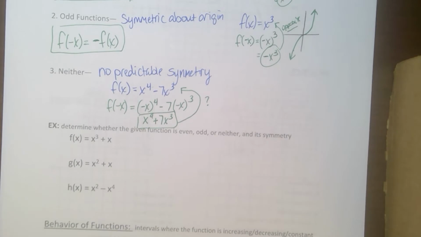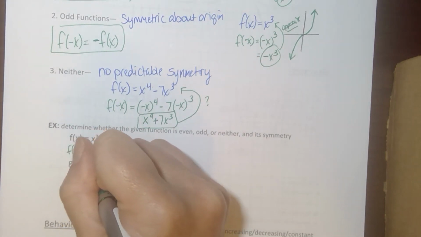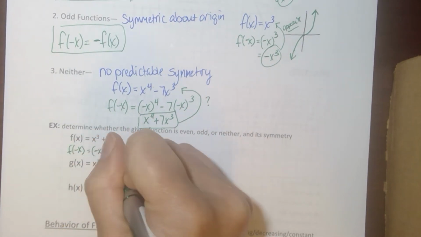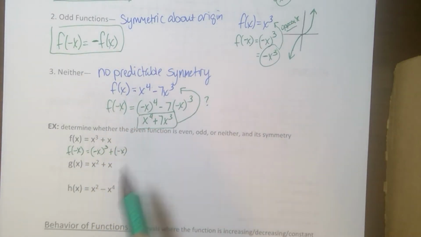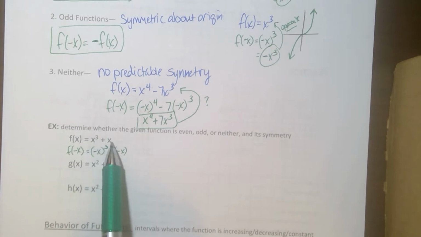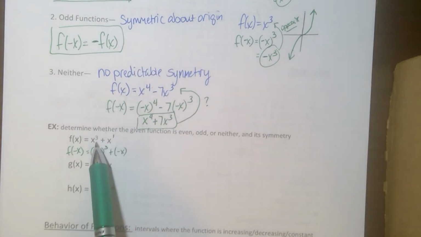Let's practice this a little bit. It says to determine whether the given function is even, odd, or neither, and then tell what type of symmetry it has. Well, my symmetry test is to plug in a negative x. So for this first one, f of x, I would find f of negative x. So I've got negative x cubed plus negative x. Notice that these are both odd exponents. Here it's just x, which is the same thing as x to the first. 3 is odd, 1 is odd.